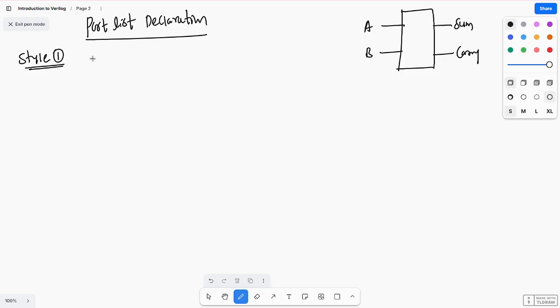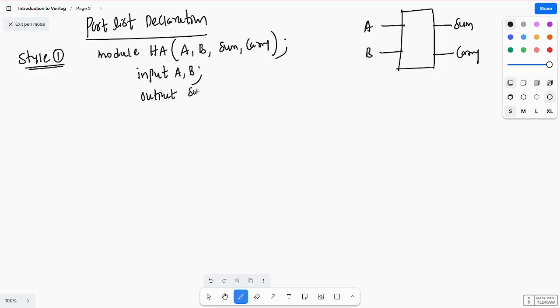So in style one, this is how I declare: module, and my identifier name is HA. First you need to declare the ports, which are sum comma carry, and after this a semicolon. Next, separately I need to declare input A comma B and output sum comma carry. Input and output are also keywords, available in the standard library.